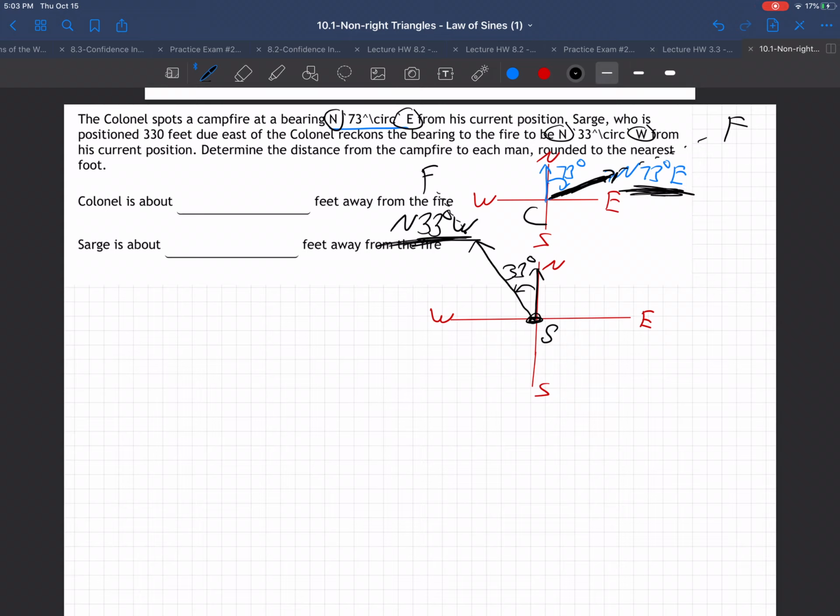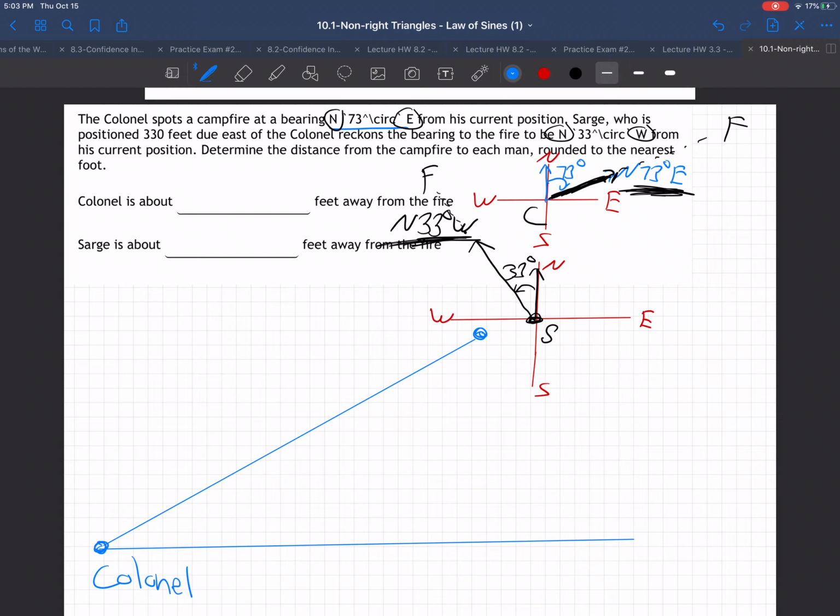Okay, so putting it all together then, we've got the colonel over here, called colonel. Colonel's over here, and he spots the fire. Let's see, the fire's going to be, let me put it about right there. He spots the fire like that. So this is the fire right here. In fact, probably should have moved stuff around. Anyway, it's all right.